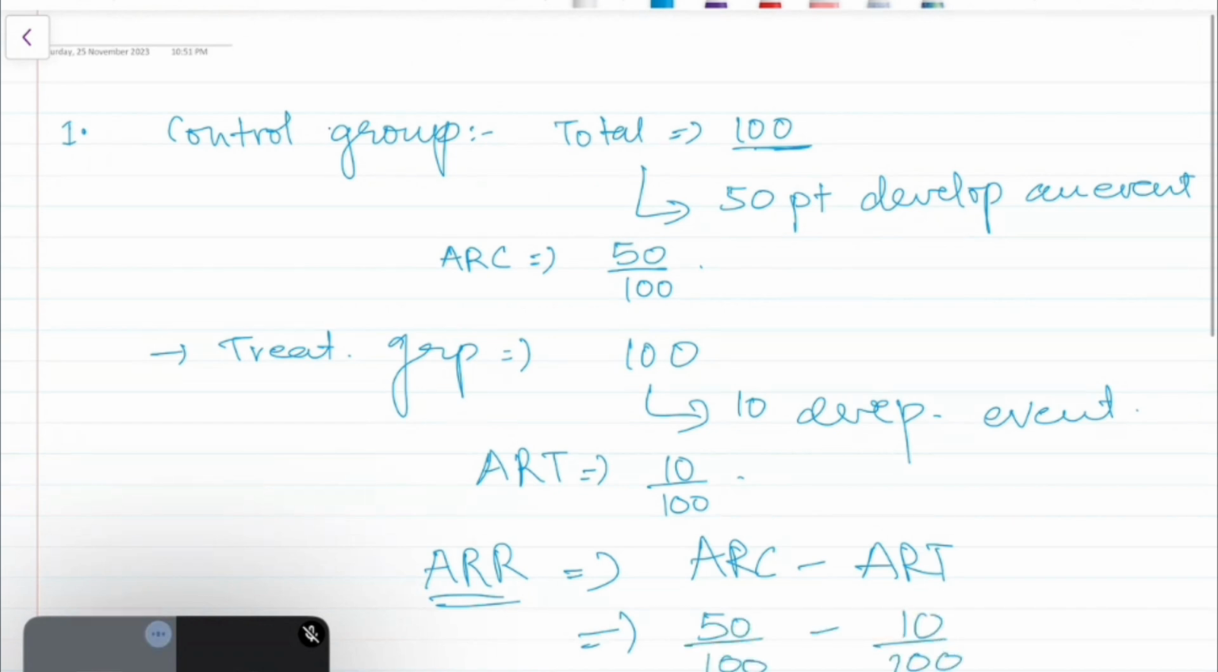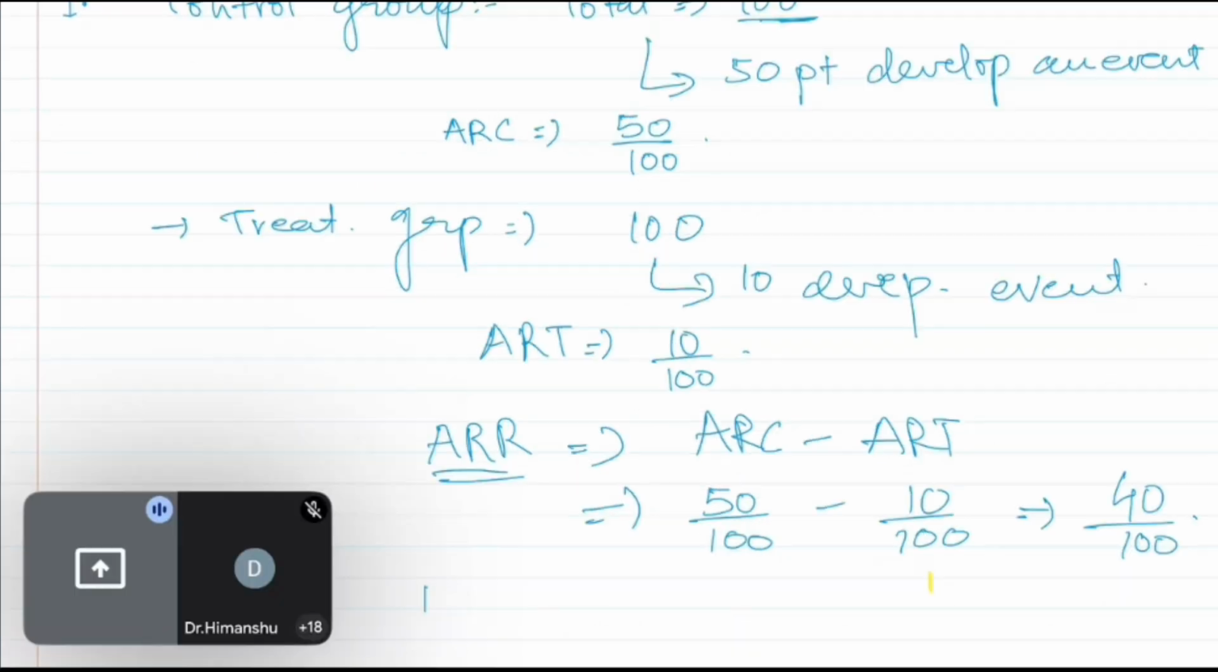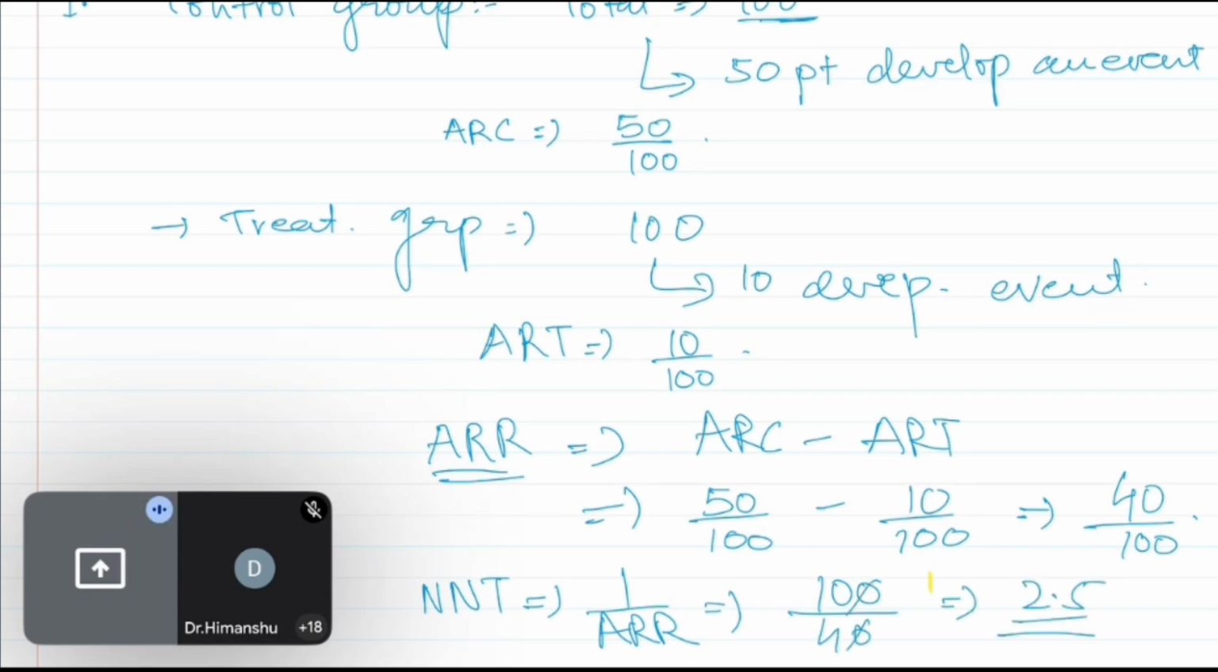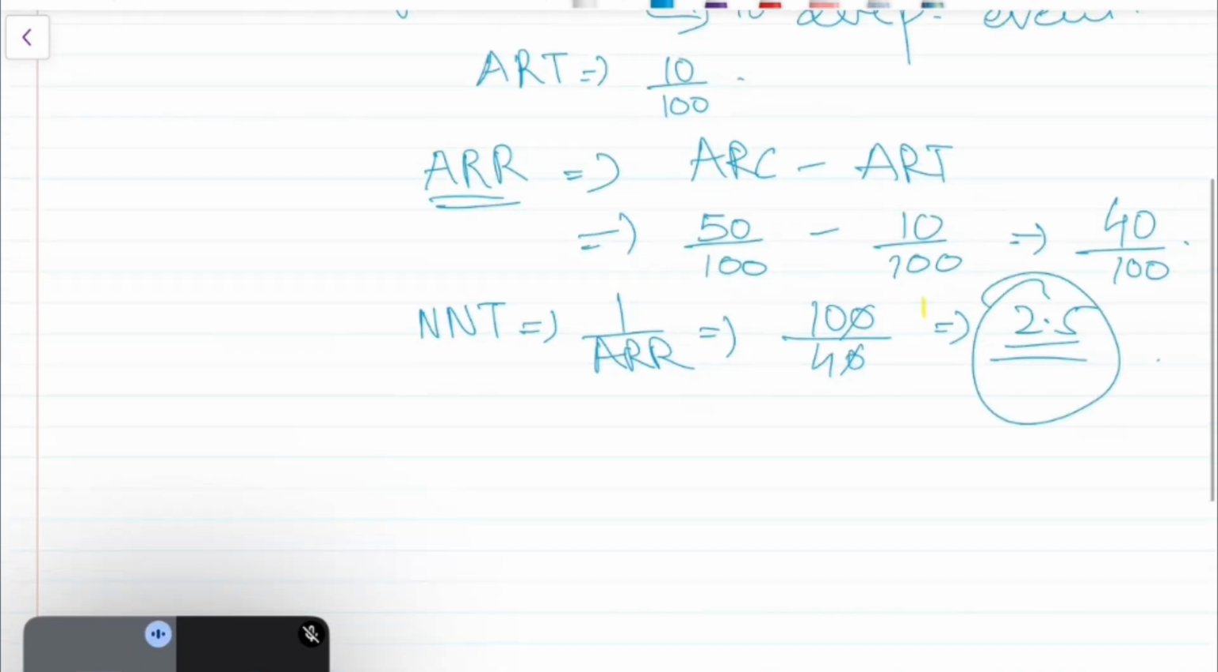So what is the answer? I have 40 by 100. This is my absolute risk reduction. Still, I'm not cancelling out the fractions or converting them into decimals. I'm keeping it in fractions. So number needed to treat is equivalent to 1 upon ARR. This comes out to be 100 divided by 40. What is 100 divided by 40? 2.5. This is your answer. I hope it's simple now.